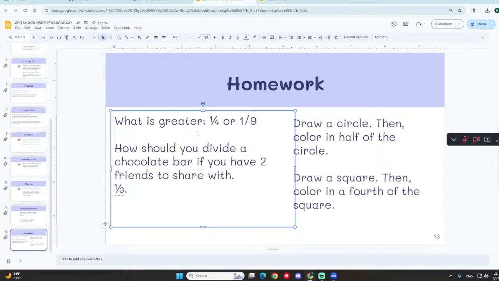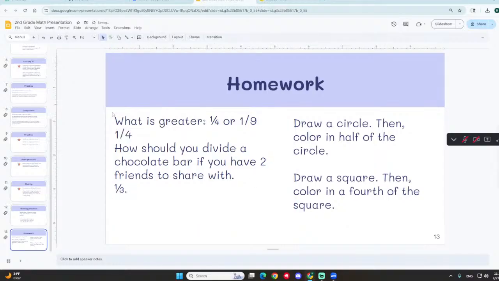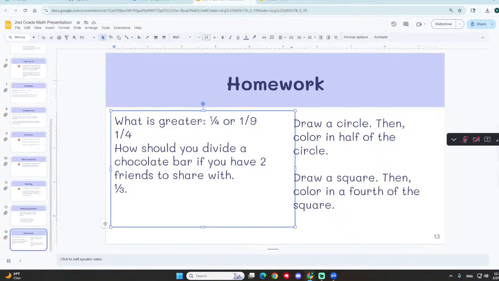This one will be 1/4, because the numerator is the same and the denominator is smaller, so 1/4 is larger. And for this one, 2 friends plus yourself is 3 people. So 3 equal parts, 1/3.